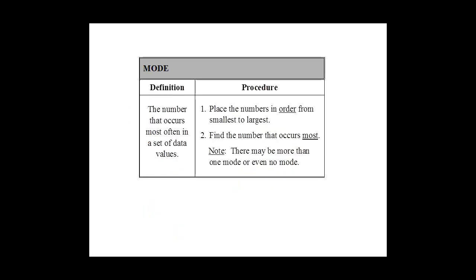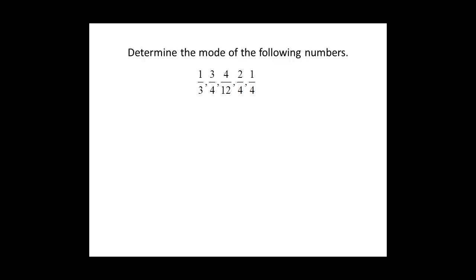Mode. The number that occurs the most often in a set of data values. First, place the numbers in order from smallest to largest. Find the number that occurs the most. Note, there may be more than one mode or even no mode at all.